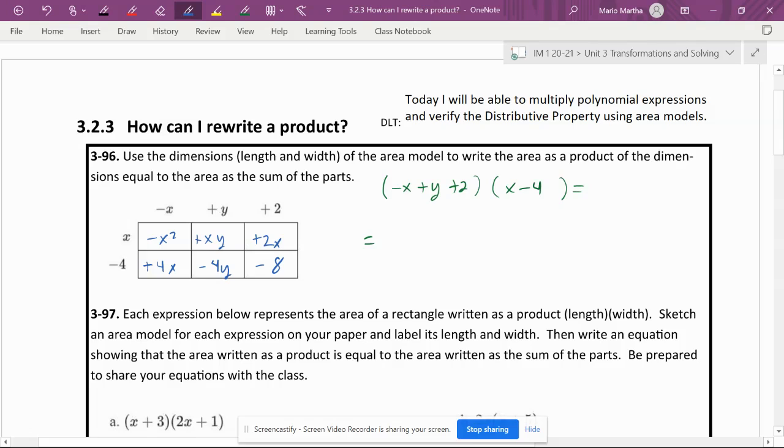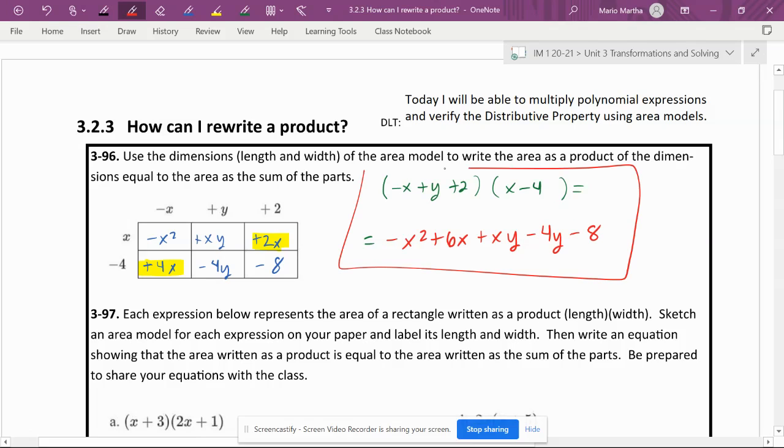And then we want to see if we have any like terms in there, and if you guys notice, these are the only two like terms that we have. So in this case, this would be negative x squared plus 6x, combining those two like terms, plus xy minus 4y minus 8. And that would be the product and the sum of the interior parts.